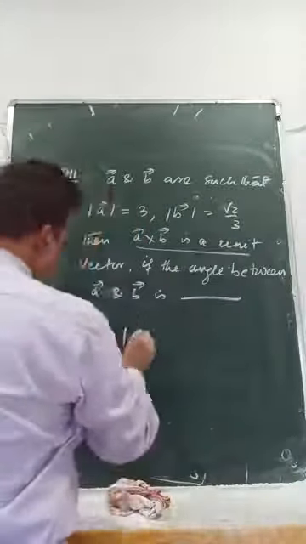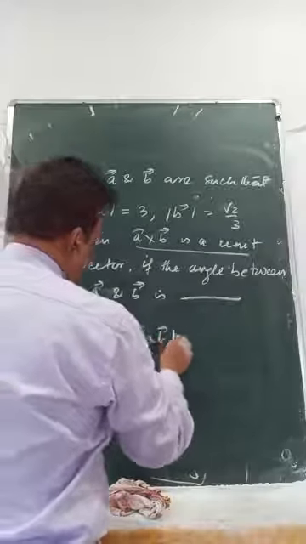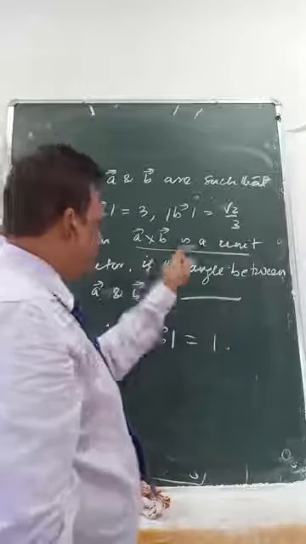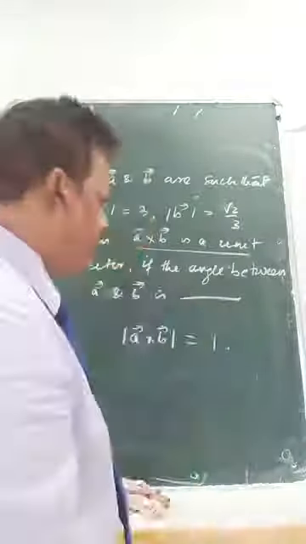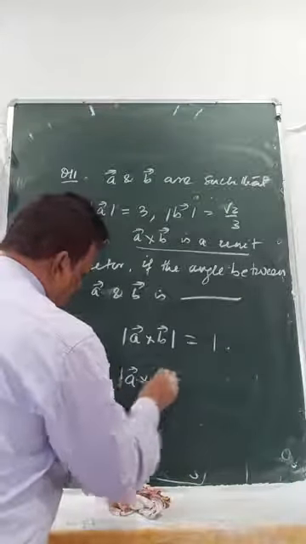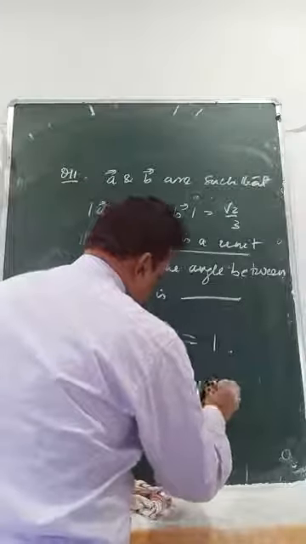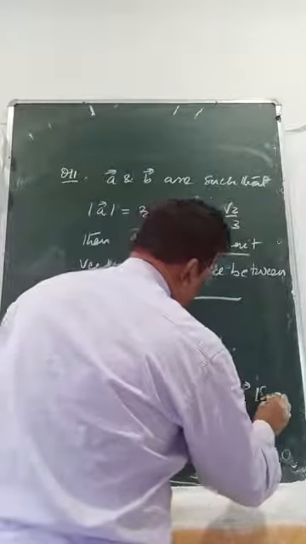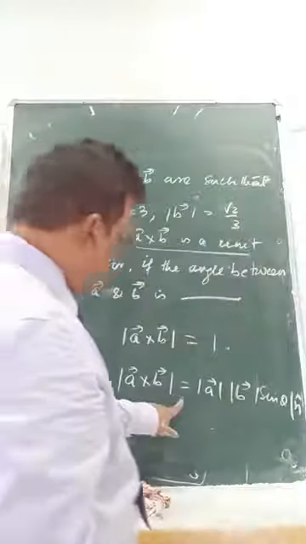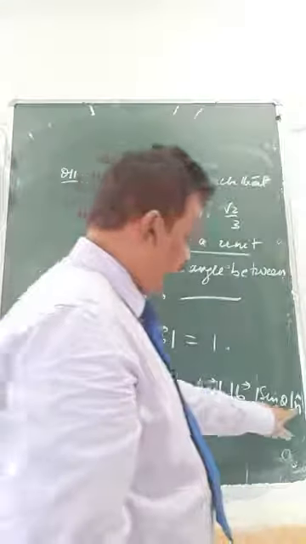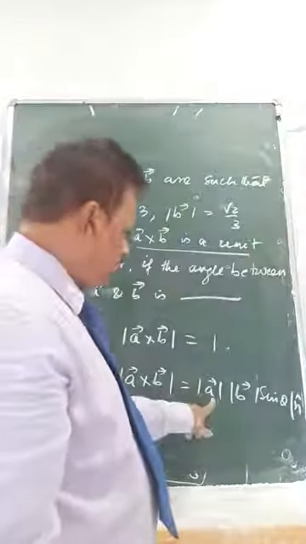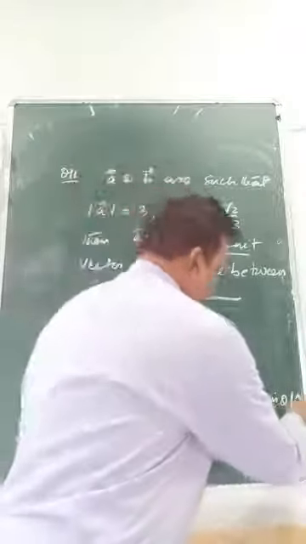You are given modulus of A cross B equals 1. The angle between them, this cross product, you relate it to sin theta. So modulus of A cross B is mod A mod B sin theta and the modulus of the unit vector. Because you have taken modulus here, A cross B is AB sin theta times the unit vector.